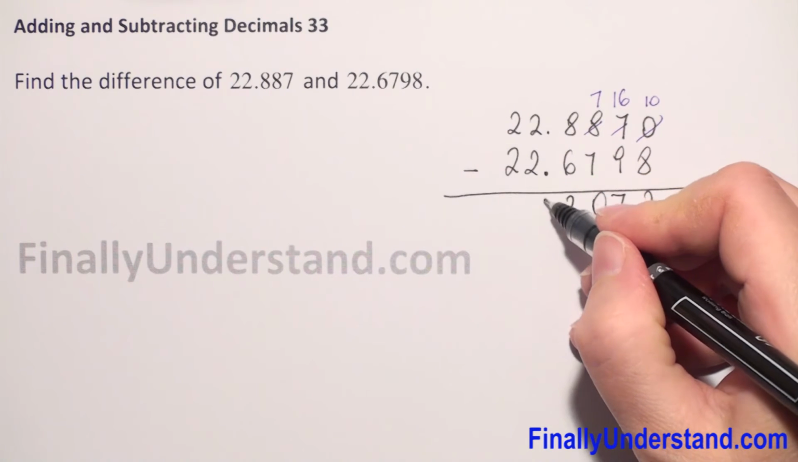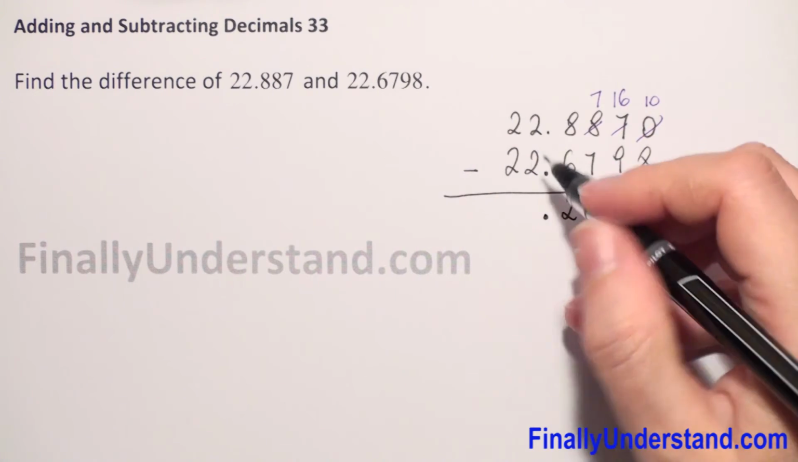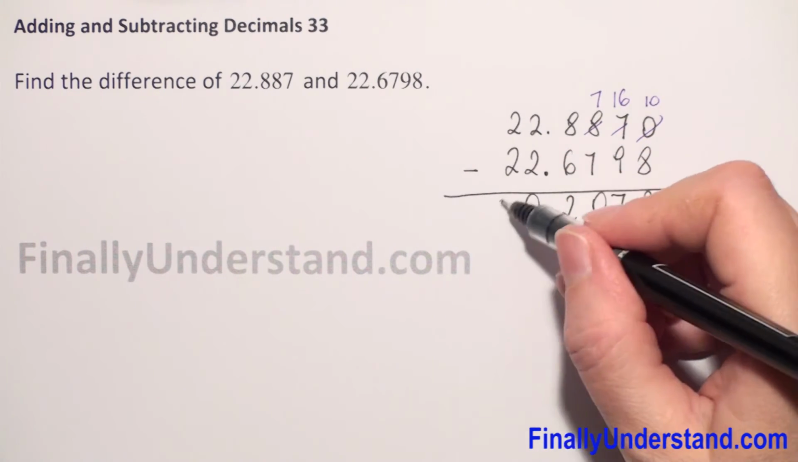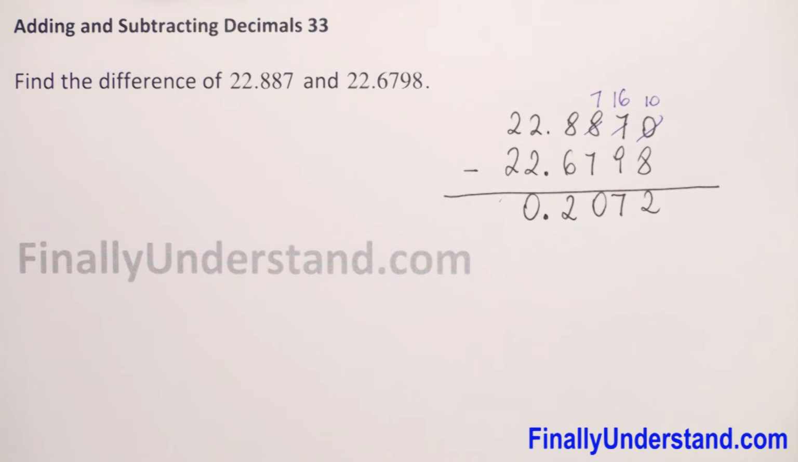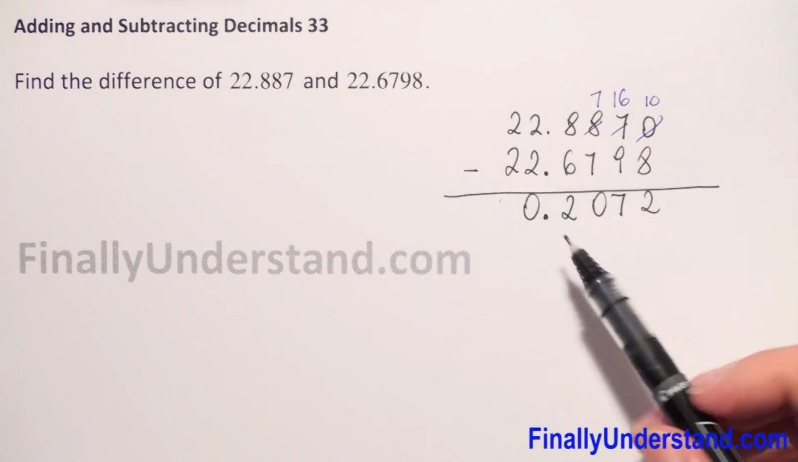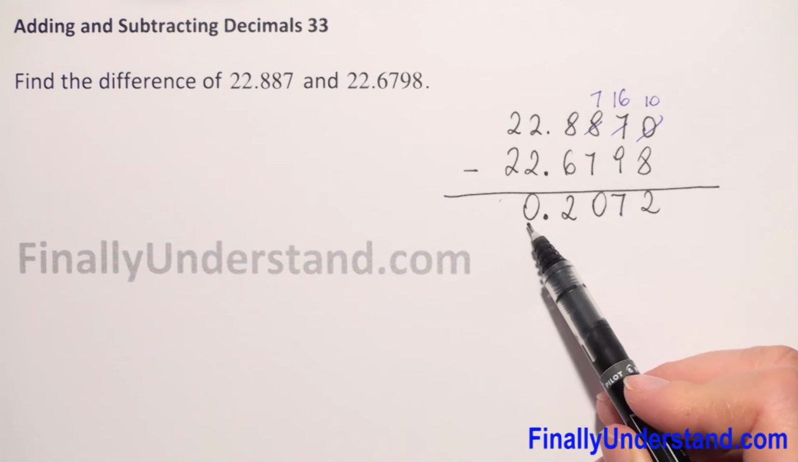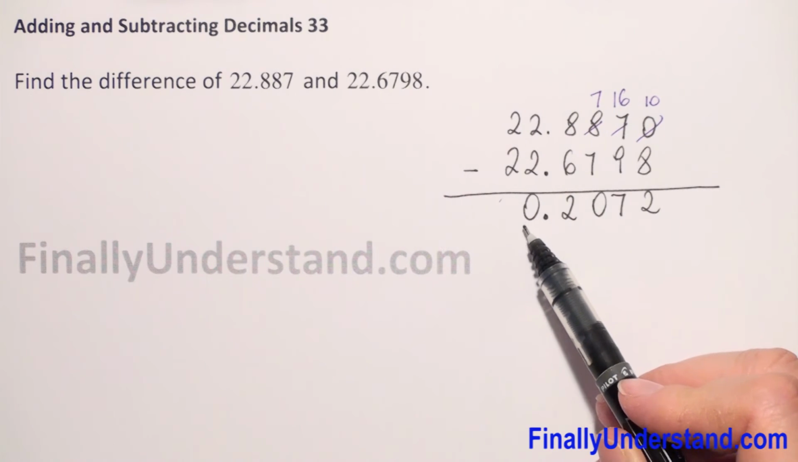We copy the decimal point in the same column. 2 minus 2 is 0. 2 minus 2 is 0. We don't have to write the next 0 because it's still 0. It doesn't change the value of our number. We write only one 0 on the left side of the decimal point.